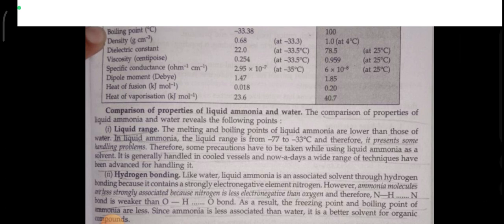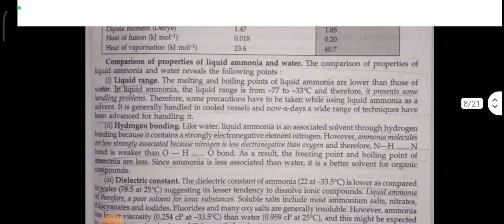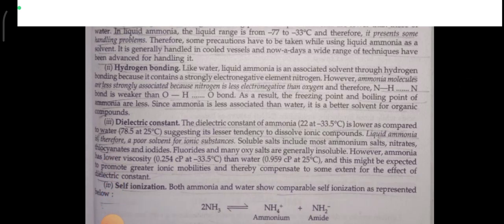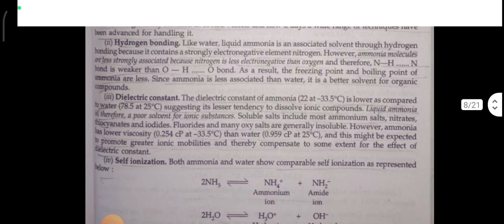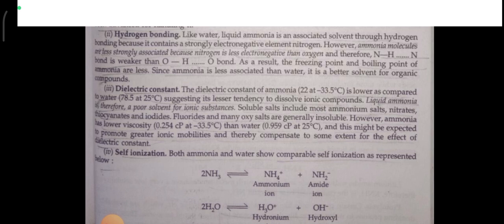Hydrogen bonding. Like water, liquid ammonia is an associated solvent through hydrogen bonding because it contains a strongly electronegative element, nitrogen. However, ammonia molecules are less strongly associated because nitrogen is less electronegative than oxygen, and therefore the N-H bond is weaker than the O-H bond. As a result, the freezing point and the boiling point of ammonia are lower. Since ammonia is less associated than water, it is a better solvent for organic compounds.